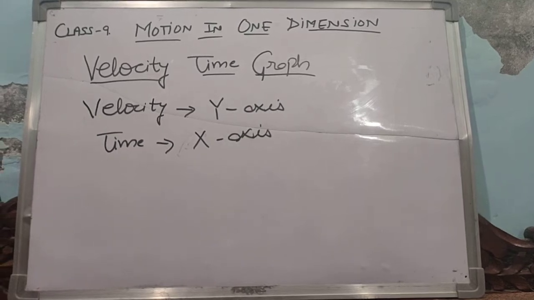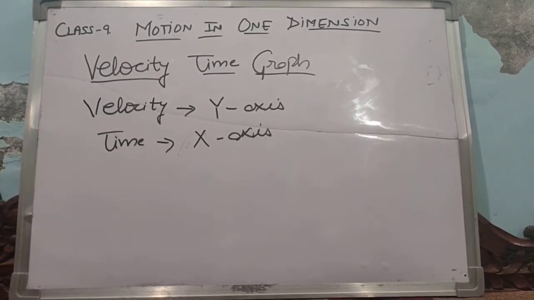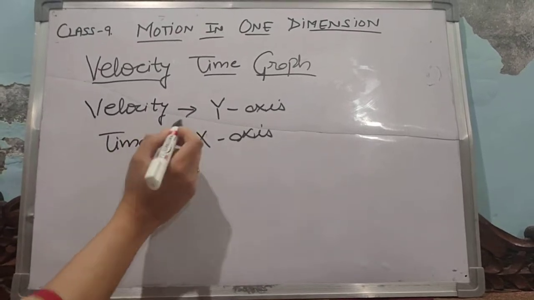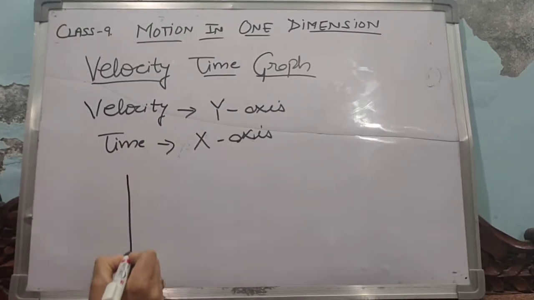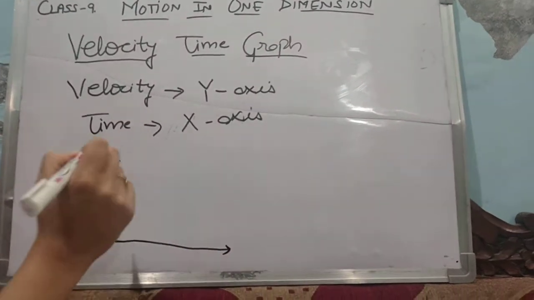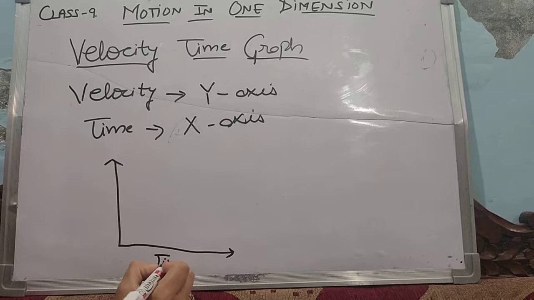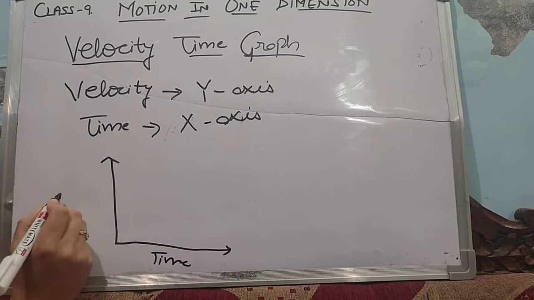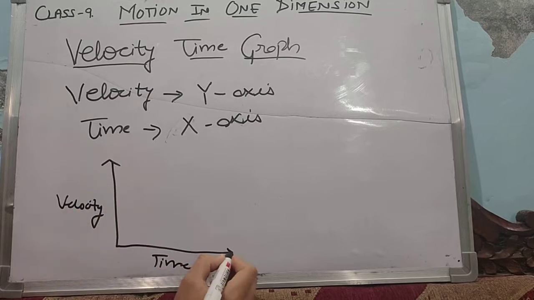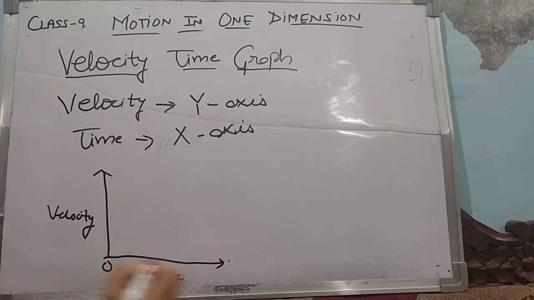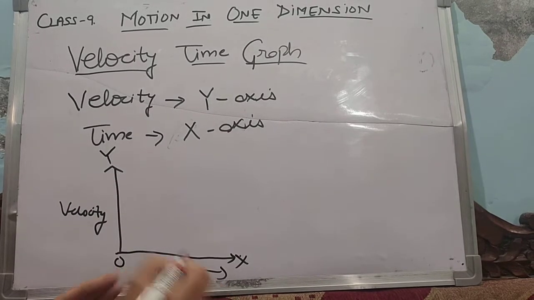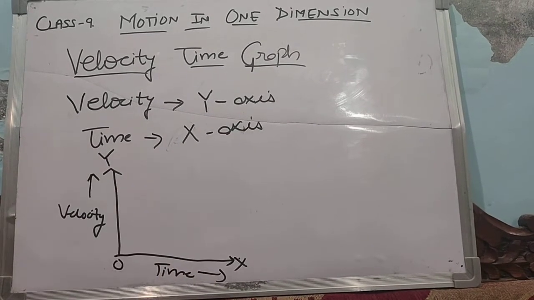Dear students, today we will study velocity time graph. Now remember, in velocity time graph, velocity is taken along y-axis and time is taken along x-axis. Suppose I plot a graph, so I'll take time along x-axis and velocity along y-axis. As you know, these are two axes of a graph, x-axis and y-axis. So time along x-axis and velocity along y-axis.